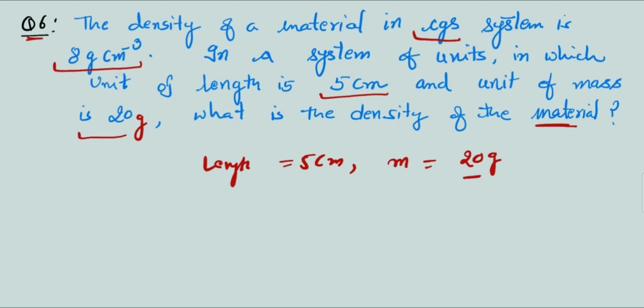So let's see how we can do this question. Let's take this CGS system as the first system of units, and this new system where the length is equal to 5 centimeter and mass is equal to 20 grams as the second system.